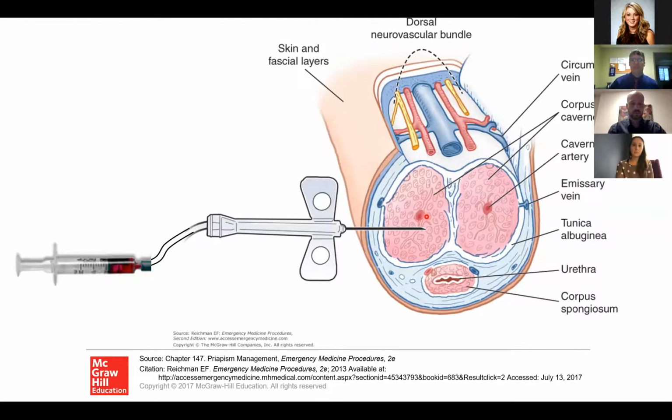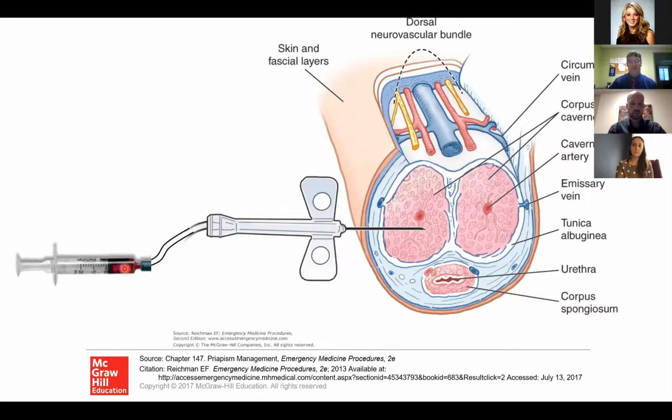It's also worth noting that you only have to do this unilaterally. The two corpora cavernosa are in communication with each other, so if you decompress one, both will decompress. You don't need to do this bilaterally; you can do it from one side. So step one to achieve detumescence, to decompress the corpora cavernosa, is simple aspiration. Put an 18 gauge needle into the corpora cavernosa, hook up a syringe and start aspirating.